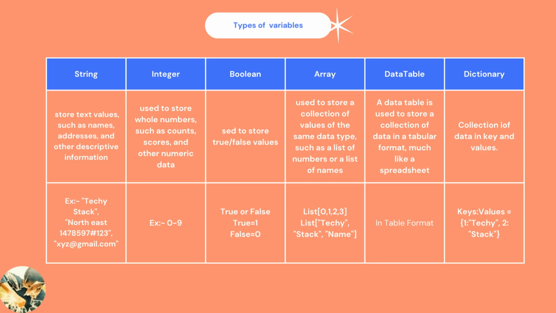A string stores values such as names, addresses, and other descriptive information. For example, techystack is a name which is stored in a string, and an address like northeast 37 143 can also be stored, in double quotations.